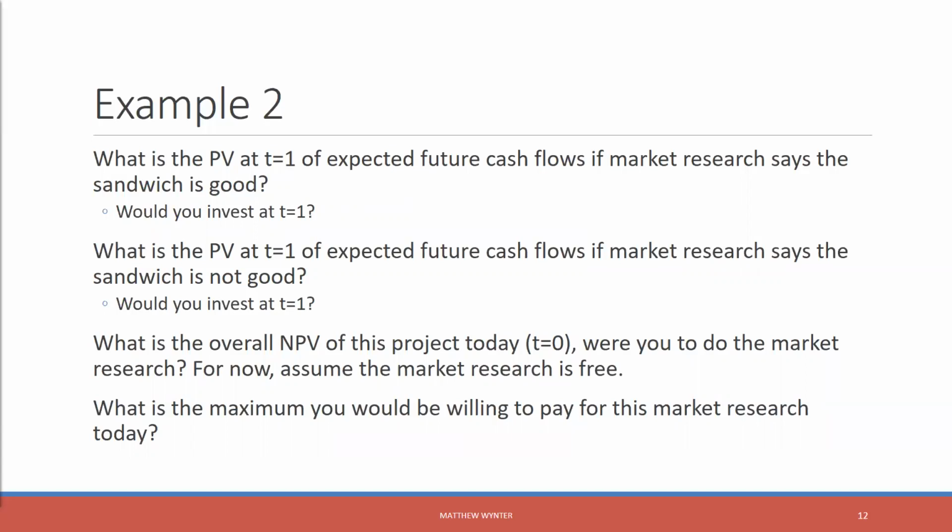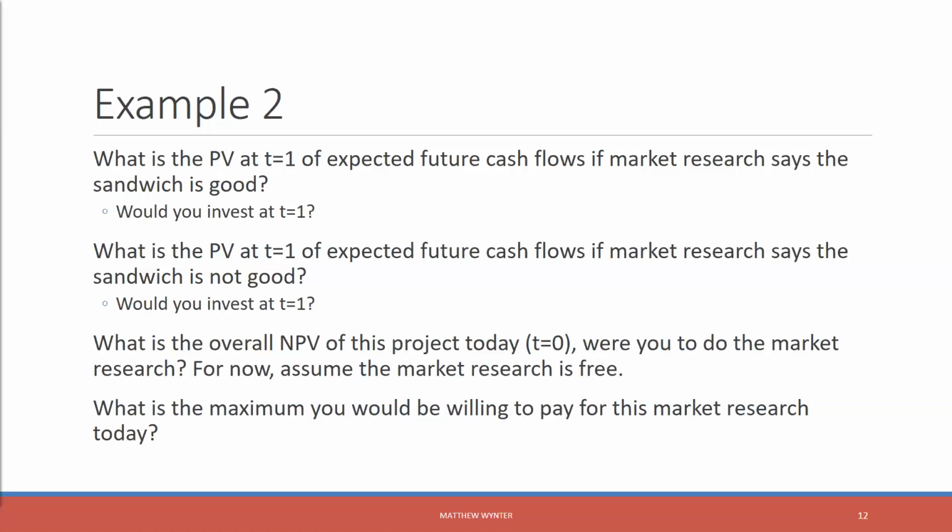What is the present value at T1 of the expected future cash flows if market research says the sandwich is not good? So across the good state of the economy and the bad state of the economy, if market research says that they don't like the sandwich, what's going to be our expected future cash flow? Would you invest at T1? So after you've calculated the present value of the expected future cash flows, calculate the NPV and let me know if you would invest at T1.